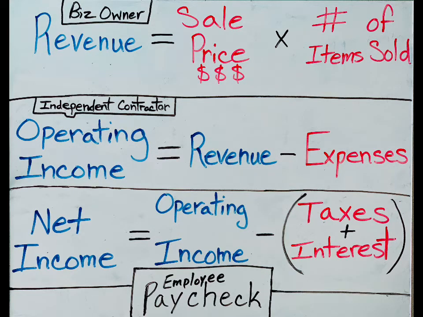Net income. Net income is taxes plus interest deducted from operating income. So this is when everyone picks up their paycheck on Friday or Thursday. Direct deposit just hit.